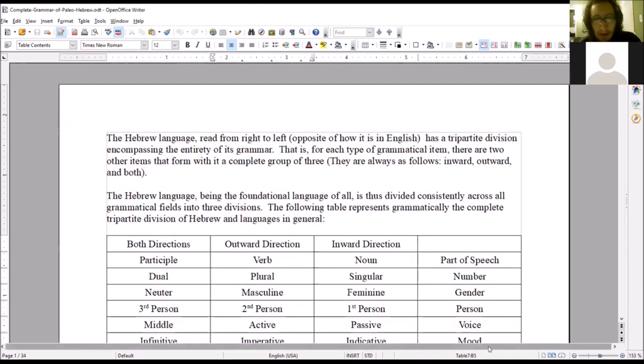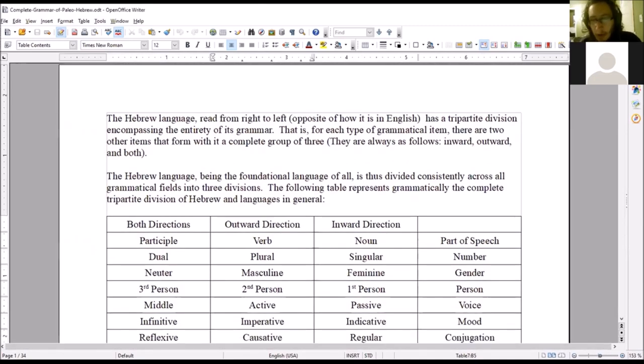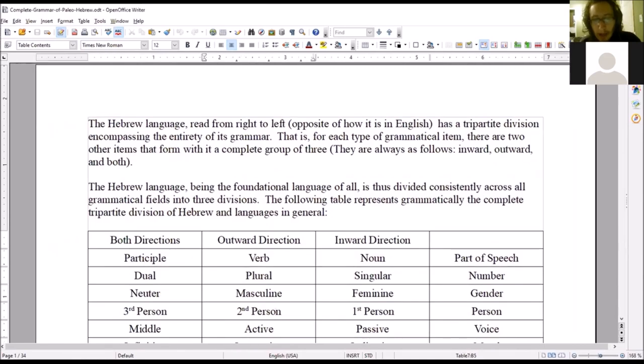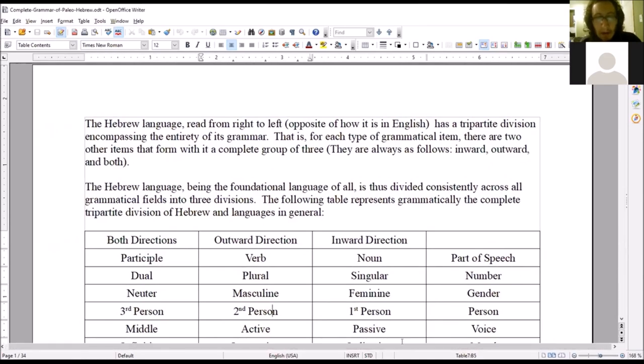So I wrote in this document a long time ago, the Hebrew language read from right to left has a tripartite, which means threefold, division encompassing the entirety of its grammar. That is, for each type of grammatical item, there are two other items that form with it a complete group of three. And when I said the Hebrew language, I meant, when I wrote this, the original Hebrew that I was trying to reconstruct, the perfect Hebrew that I believe once existed. That's what I meant when I wrote this.